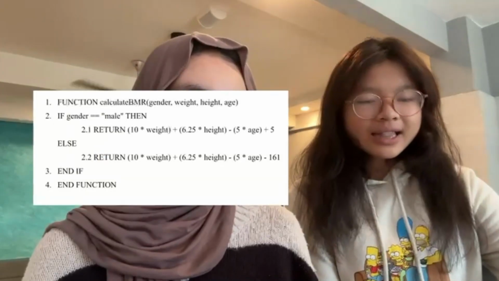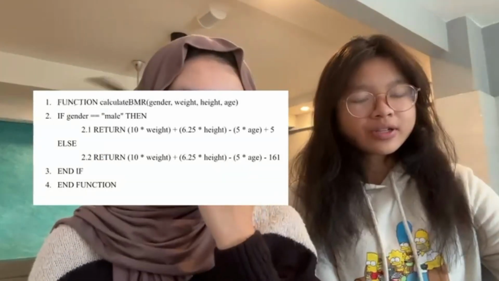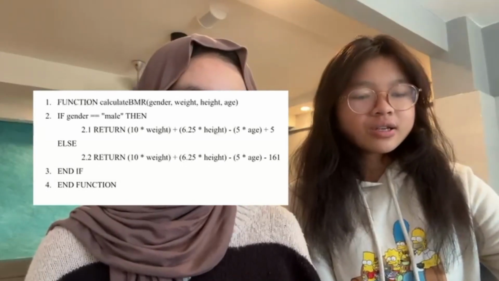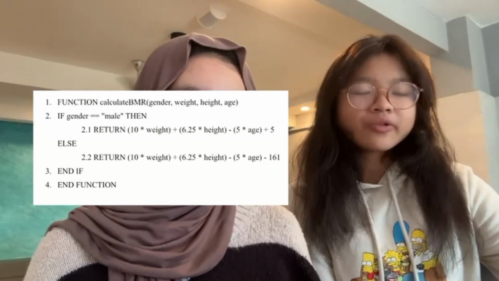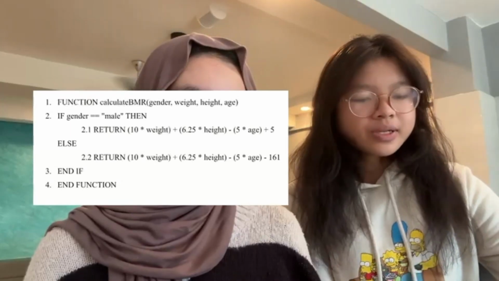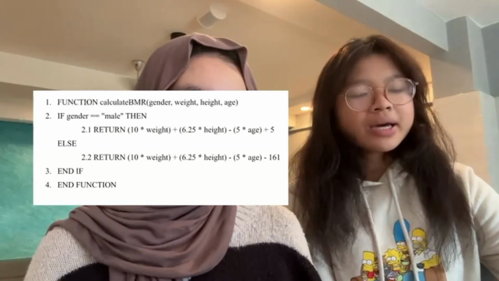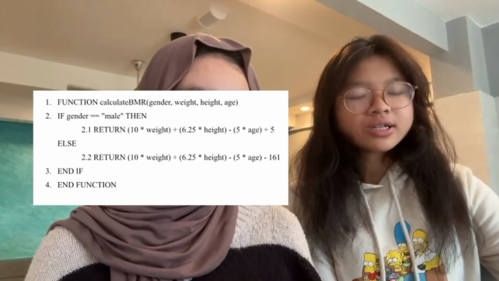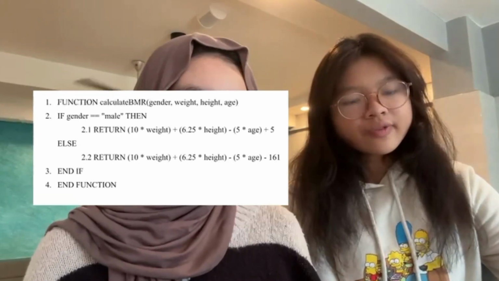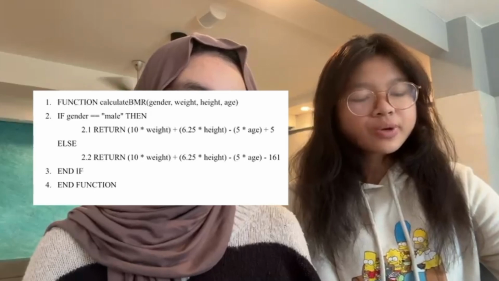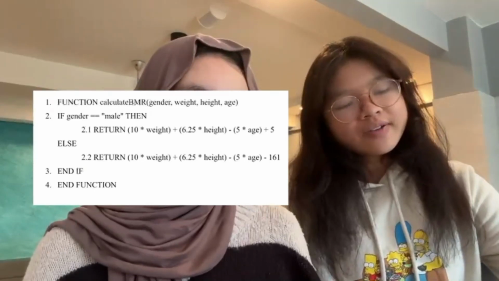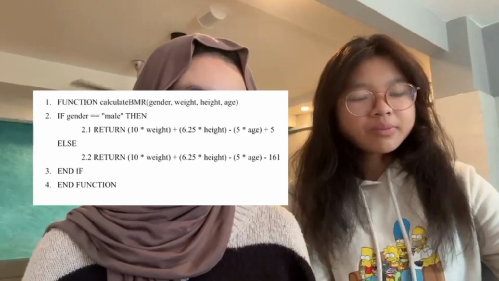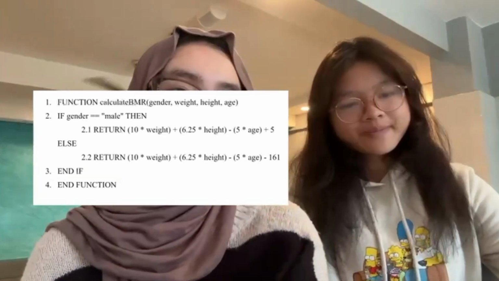And then the second and last function is the calculate BMR function with the variables gender, weight, height, and age. If gender equals male, then it'll return the value 10 times weight plus 6.25 times height minus 5 times age plus 5. Else, if the user enters the gender as female, then it'll return the value 10 times weight plus 6.25 times height minus 5 times age minus 161. And then it'll end the if statement, and that function will end.